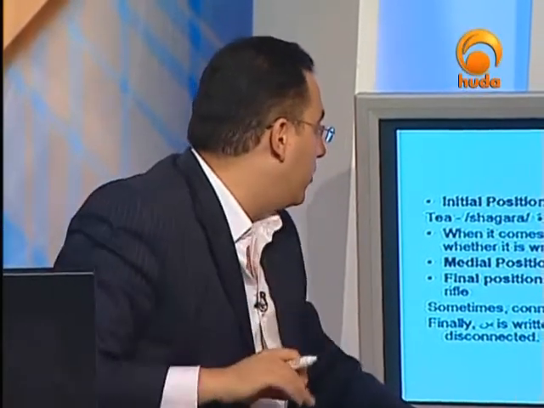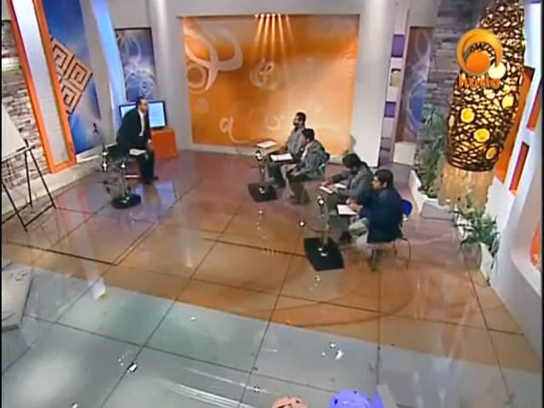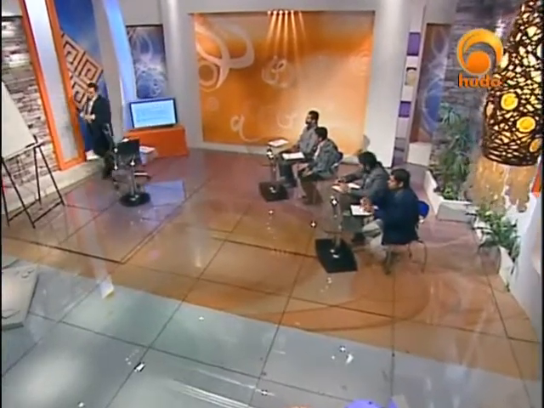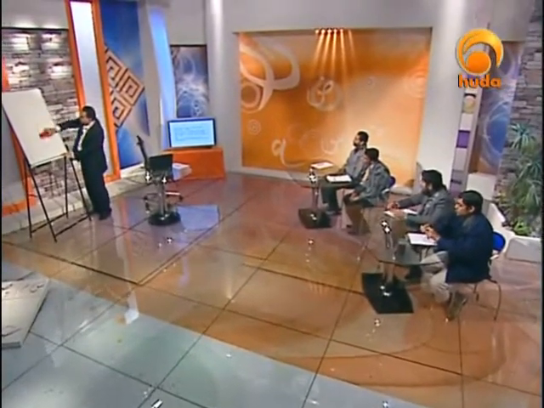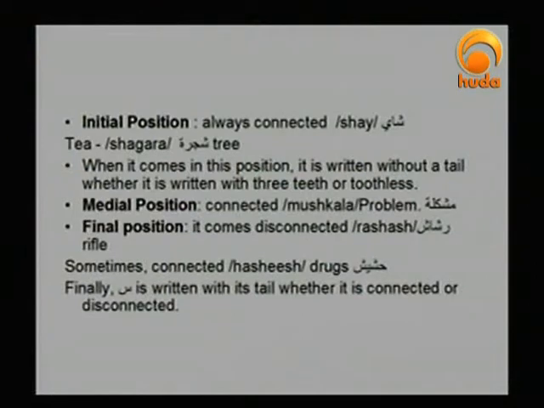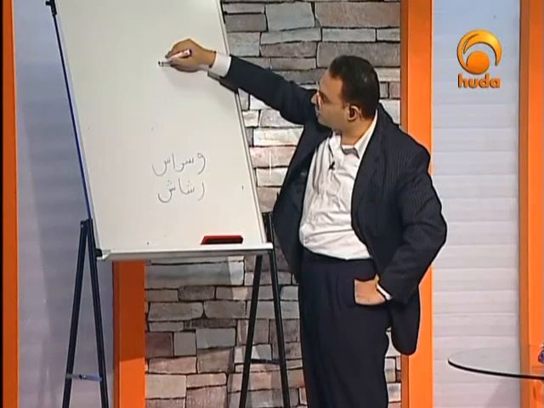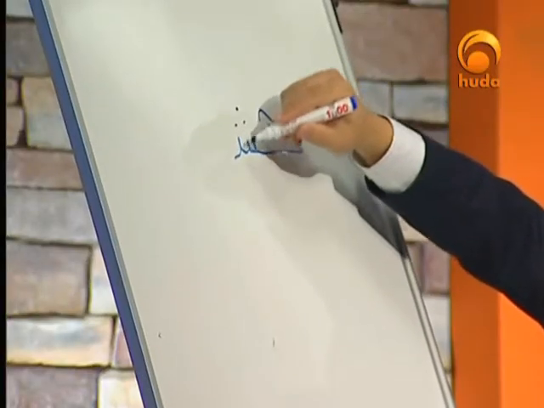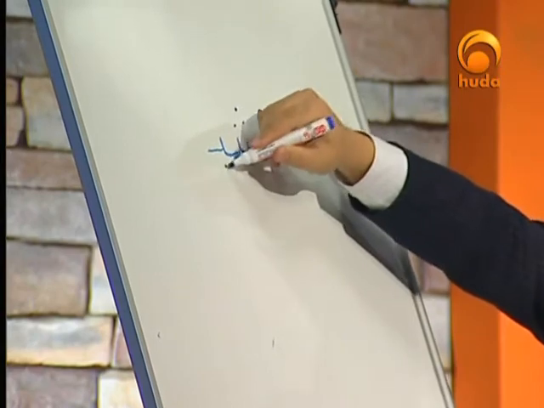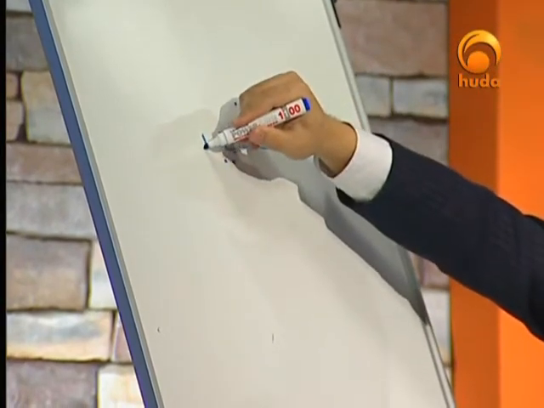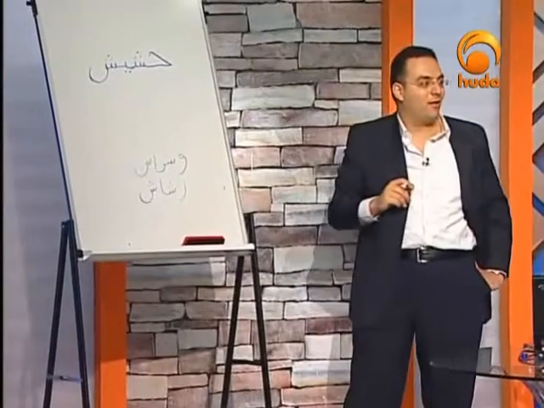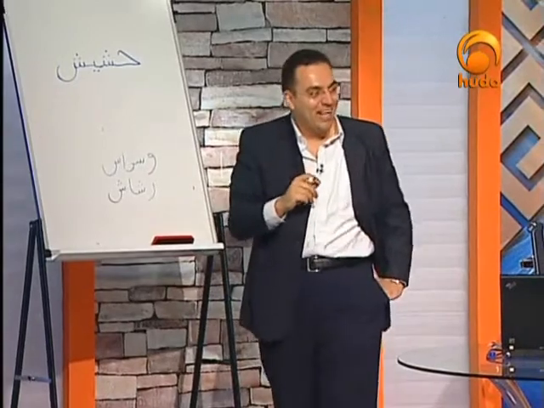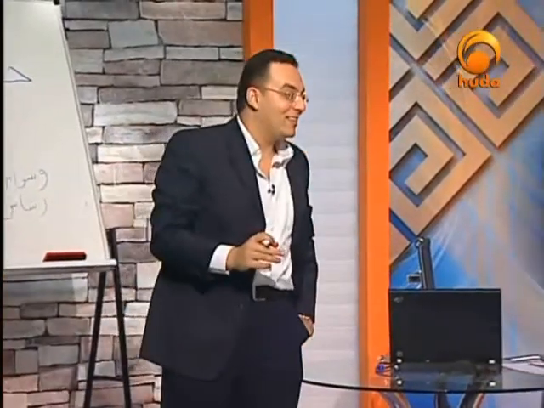And for the word, for example, hashish, which means drugs, how many letters do we have in hashish? 5. Okay, let me just write that. We have ha, we have sha, and then we have ya, and then we write another sha. So I think here we have 2 shas.